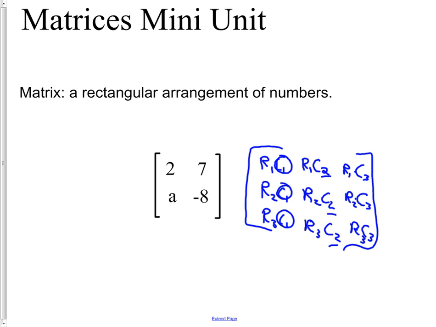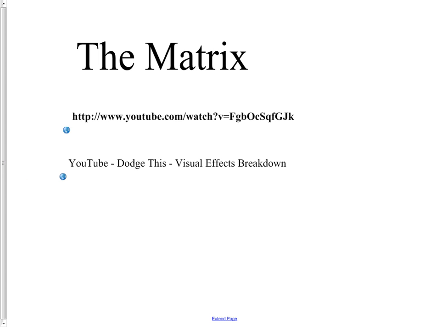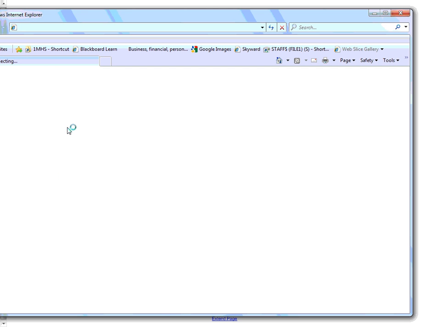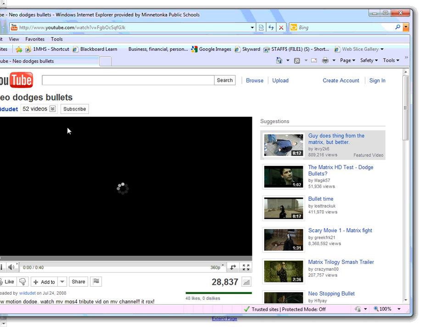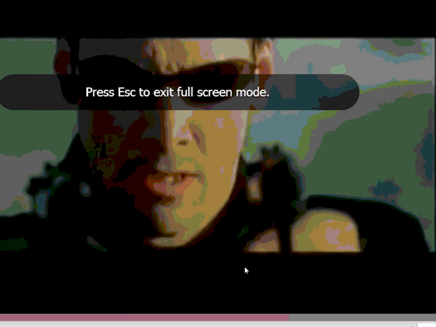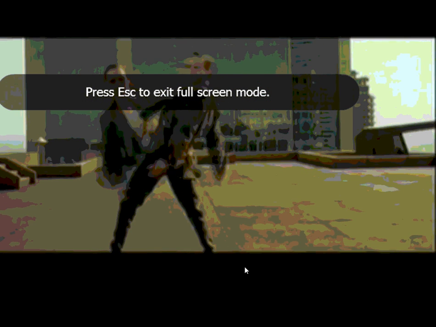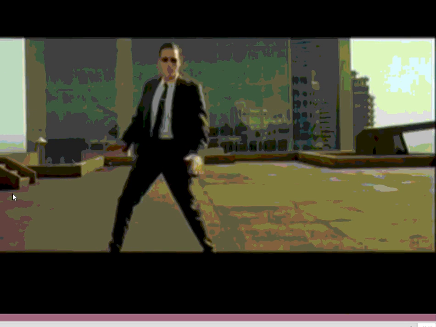Okay. Then the matrix. This is kind of a classic scene from a movie that was done a long time ago. Hold on just a second. Let me see if I can get the sound going on this thing. Was it 2005? I can believe that. I don't know. It was a while ago.